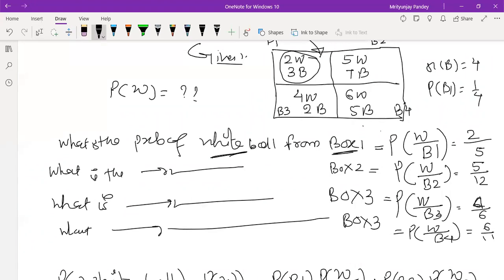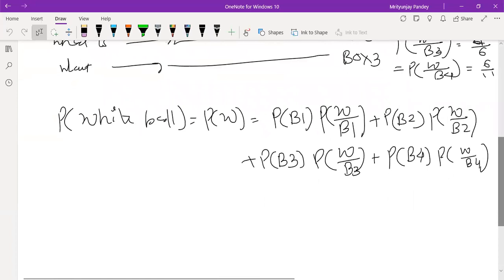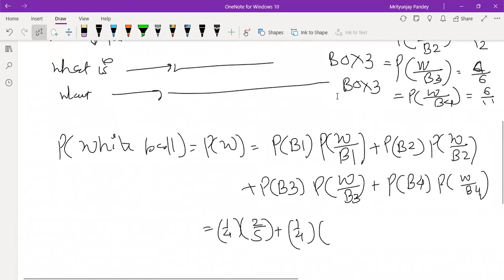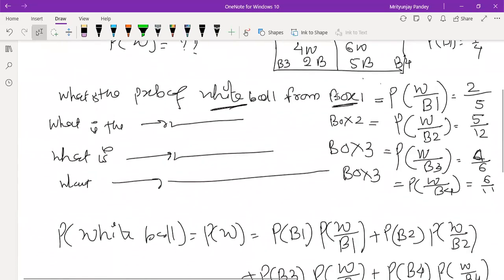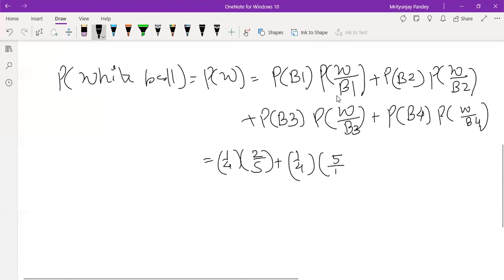Similarly, the probability of box 2 is once again 1 by 4, and for 3 and 4 as well, 1 by 4. Is it clear? Because there are 4 boxes. So finally, 1 by 4 times 2 by 5, plus once again 1 by 4, and in the second box, what is the probability of the second white ball from the second box? That is 5 by 12.